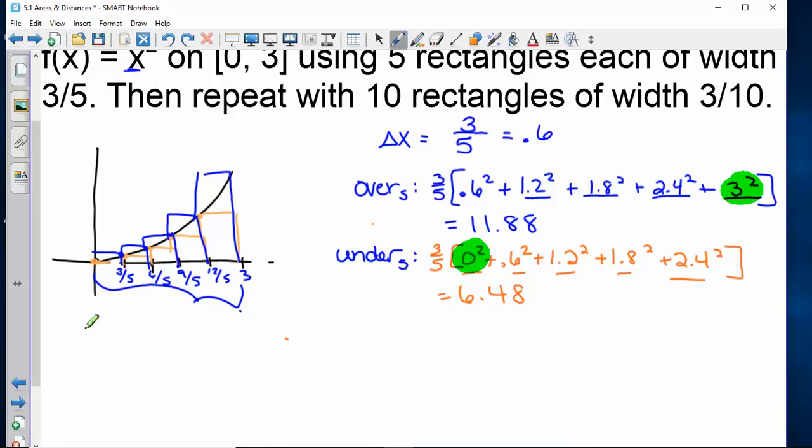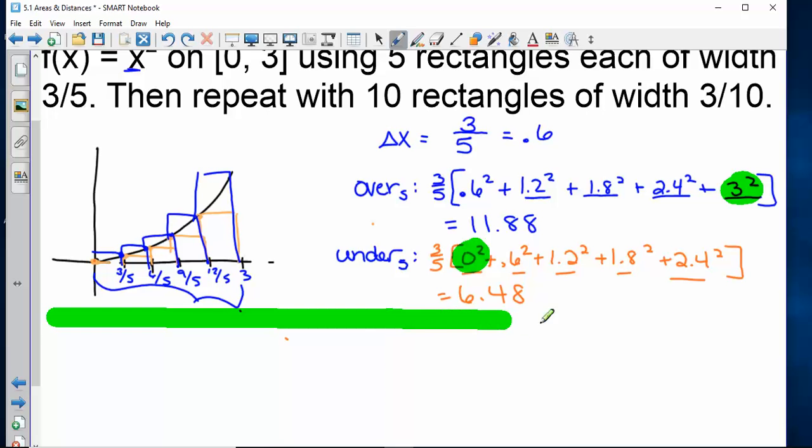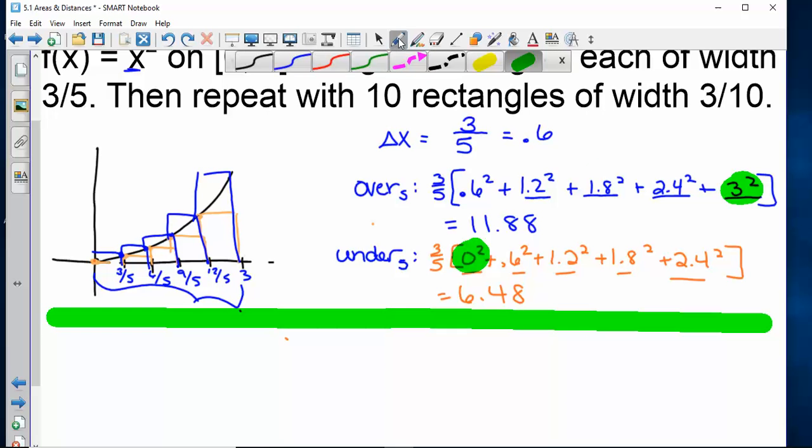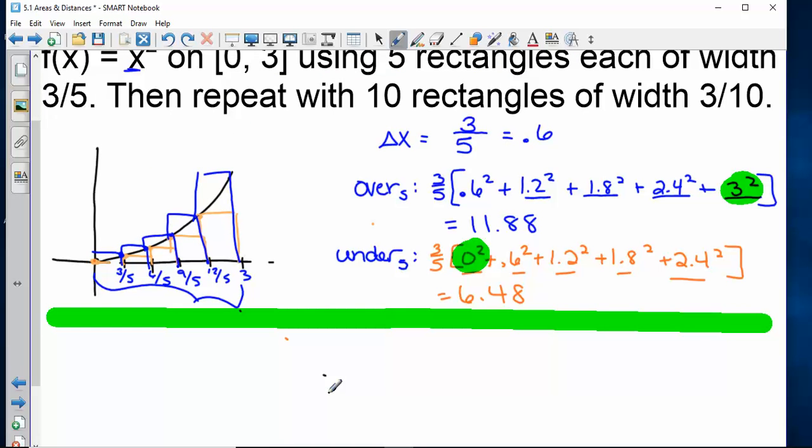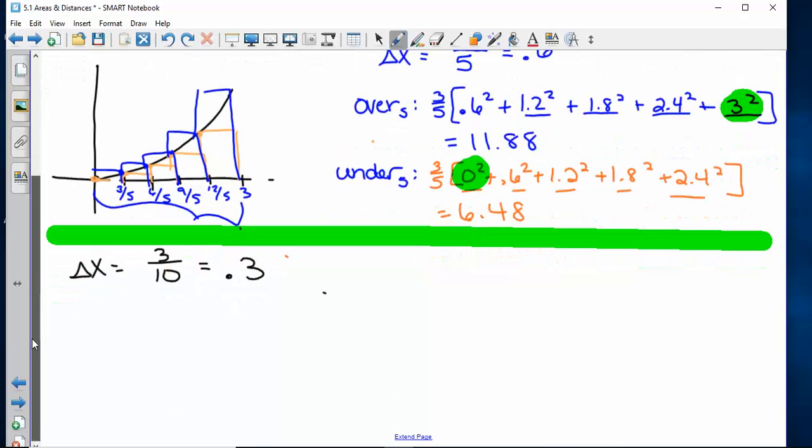Now I'm asking you to do the same thing with 10 rectangles. So how many pieces will I add up this time? 10. Okay. The width of them will change because my change in x, it's still a total length of 3, but now you're dividing it into 10 pieces. So that's going to be 3/10 or 0.3 for the change in x. Again, if you don't know for sure, just looking at it, which one's going to be your over and under estimate, you can always calculate the two of them, and the bigger one's the over and the smaller one's the under, if you didn't draw your picture.